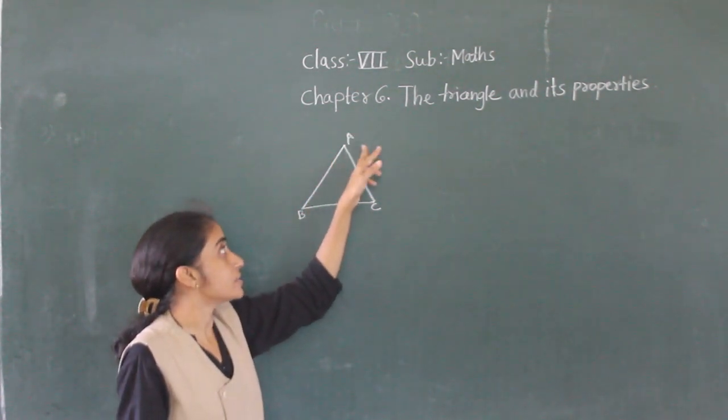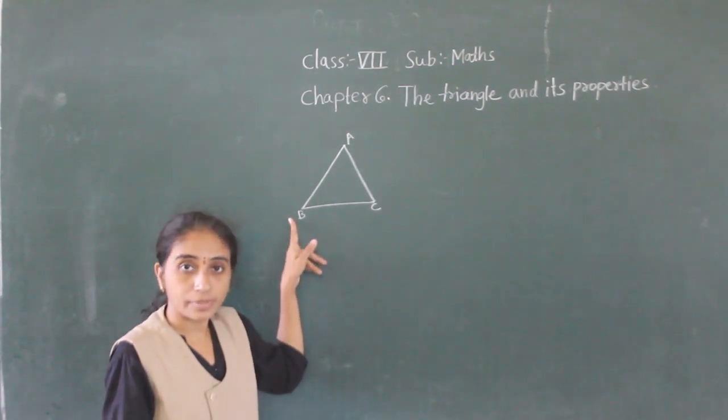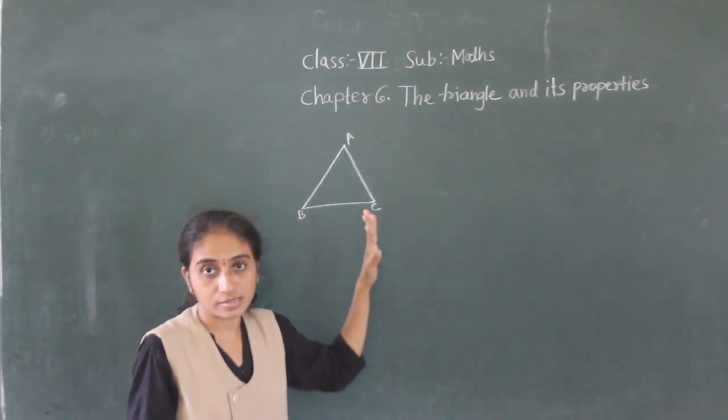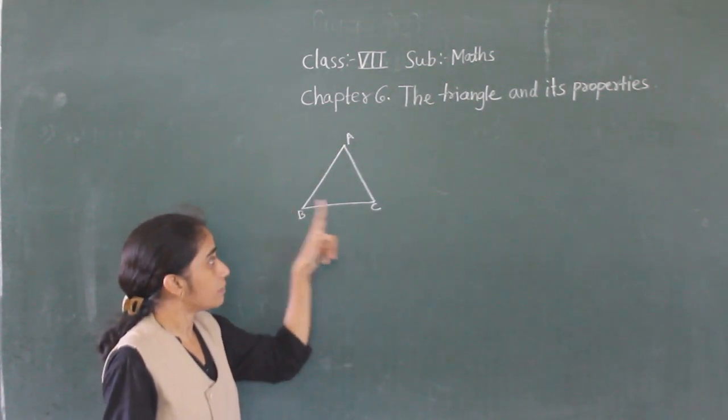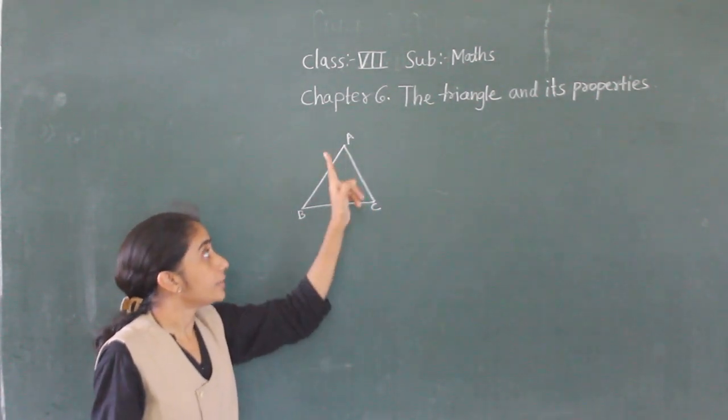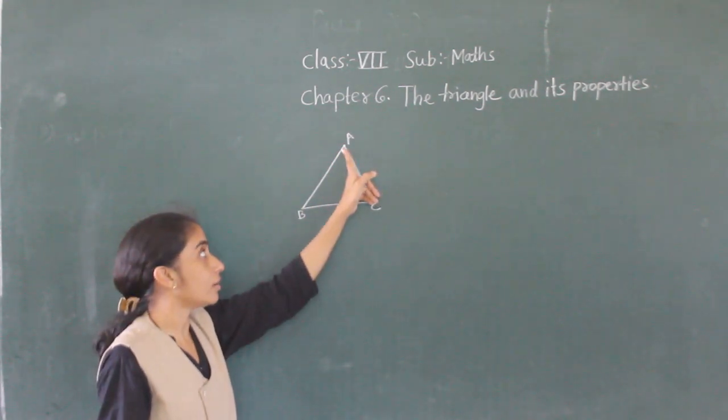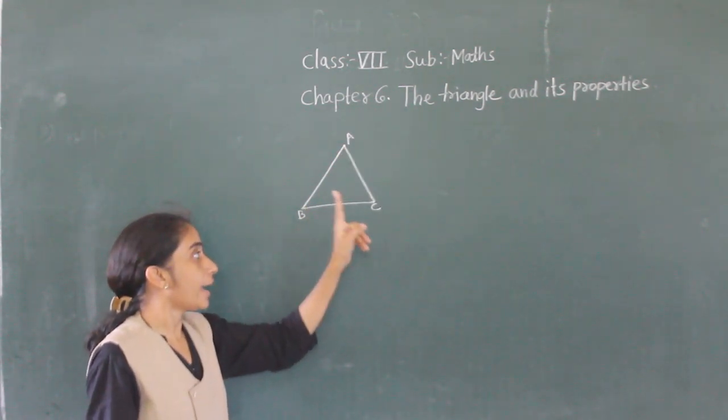A triangle has three vertices: A, B and C. These are the three vertices. It has three sides: AB, BC and AC. And a triangle has three angles: angle A, angle B, angle C.